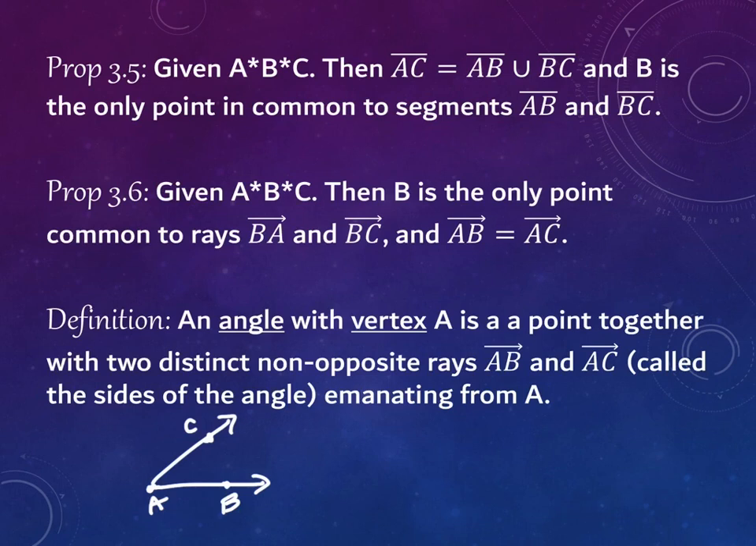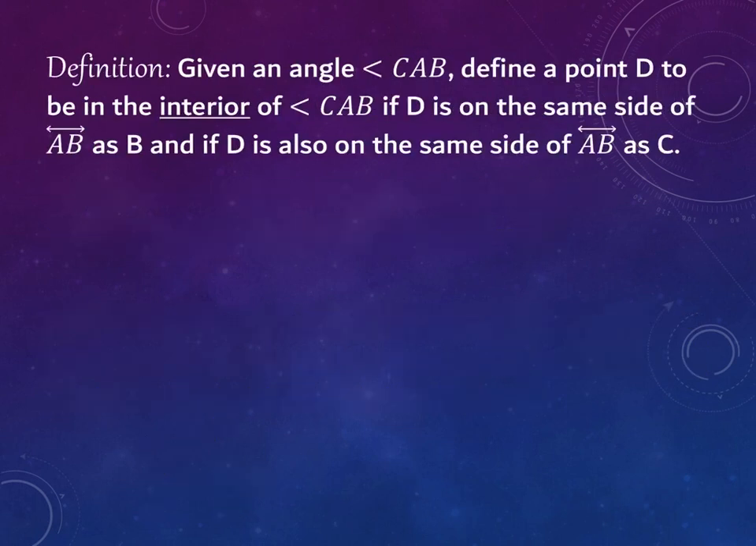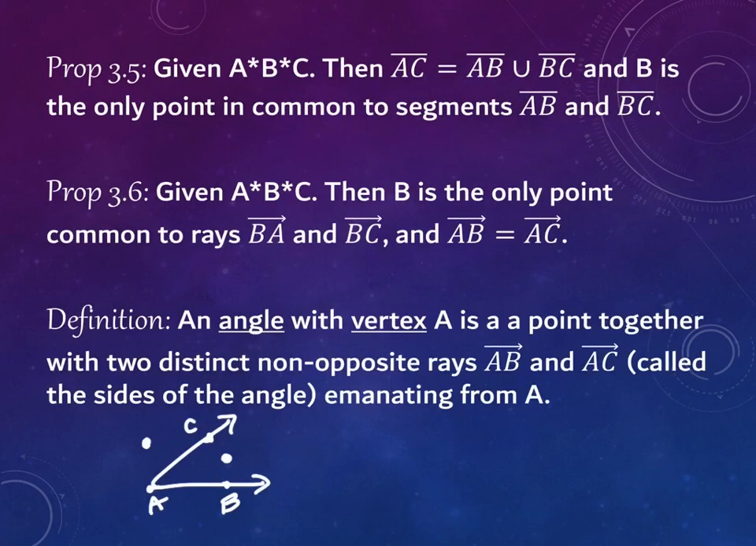Now, with this picture, we can talk about other points that are not on the angle. What happened if the point is right here as opposed to right here? And we have different names for those two types of points. Was anybody still writing? I'm so sorry.